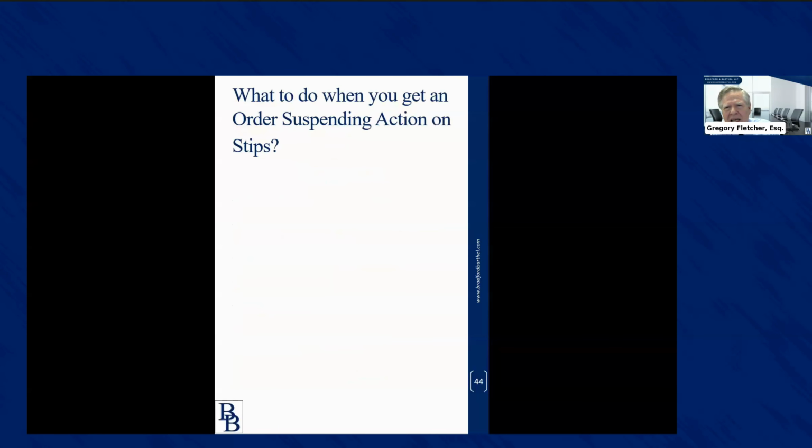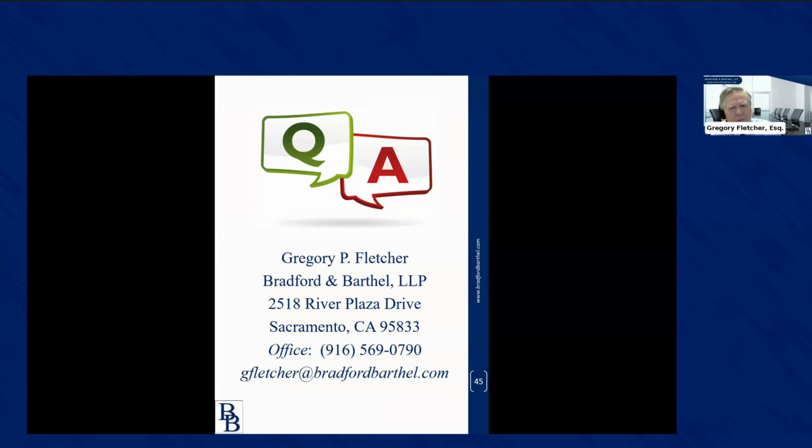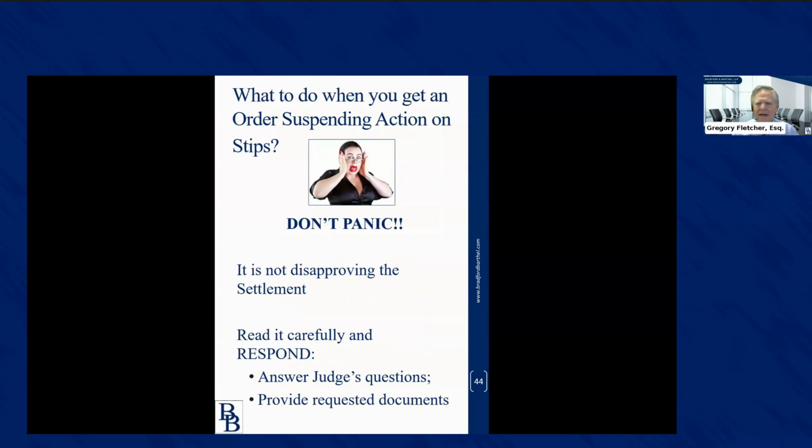The bottom line principle is explain what you're doing, and if the judge understands it, they're more likely to find it adequate. If you get an order suspending action on your STIPs, don't panic. It's not disapproving the settlement. Typically, it's just asking some questions. If the judge has questions, write to the judge and answer them. Sometimes that's good enough and they just approve it at that point. Provide whatever documents they requested. Again, don't panic. It hasn't been disapproved yet. Even if it's been disapproved, you can try and figure out what the judge wants, regroup, and submit another settlement. But anyway, that's it.